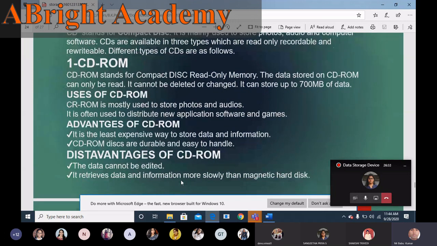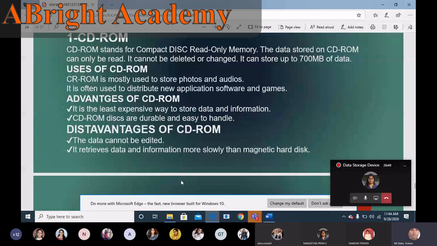CD-ROM. CD-ROM stands for compact disc read-only memory. The data stored on a CD-ROM can only be read. It cannot be deleted or changed. It can store up to 700 MB of data. Use of CD-ROM. CD-ROM is mostly used to store photos and audio. It is often used to distribute new application software and games.